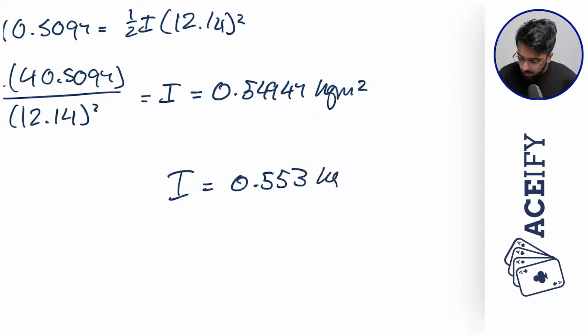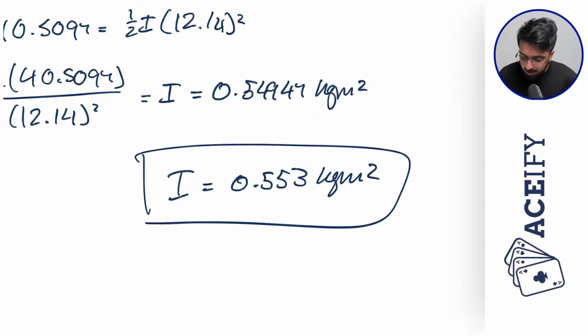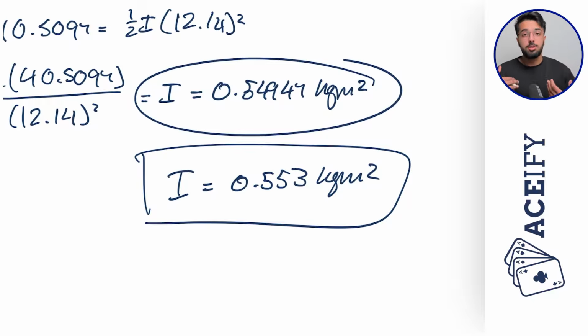Now, if you look at the marking schedule, it would say that the rotational inertia is 0.553 kg meters squared. However, I believe my answer is correct because I used whole values and they didn't, so I would trust me more than I would trust NCEA.